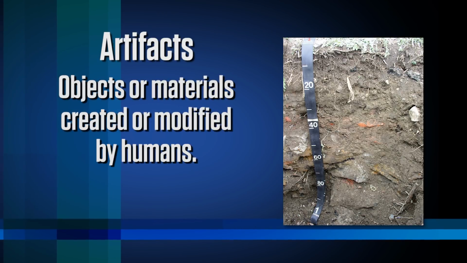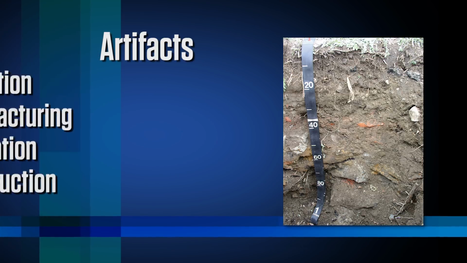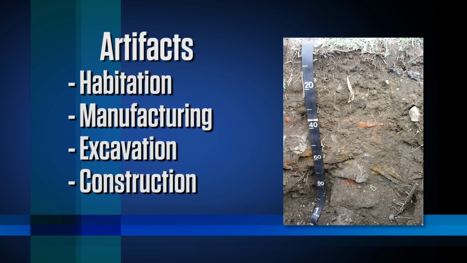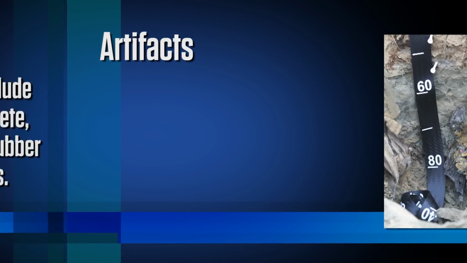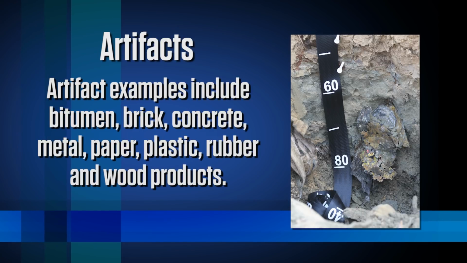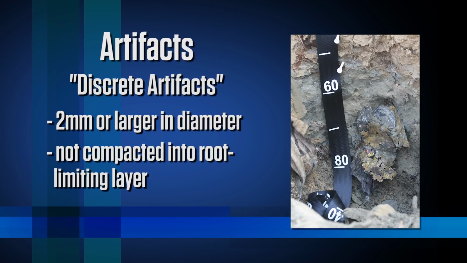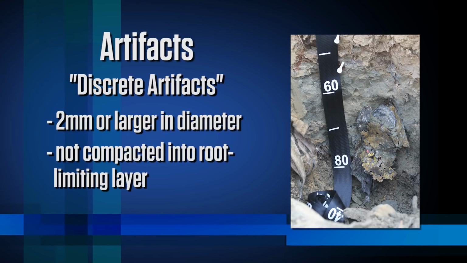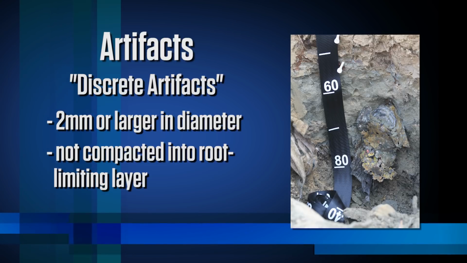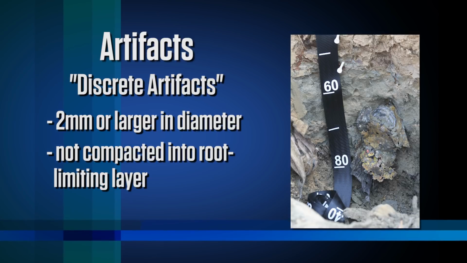Artifacts are objects or materials created or modified by humans, usually for a practical purpose in habitation, manufacturing, excavation, or construction activities. Examples of artifacts include bitumen, brick, concrete, metal, paper, plastic, rubber, and wood products. Artifacts are commonly referred to as discrete artifacts if they are 2 millimeters or larger in diameter and are not compacted in a root-limiting layer that impedes root growth or water movement.